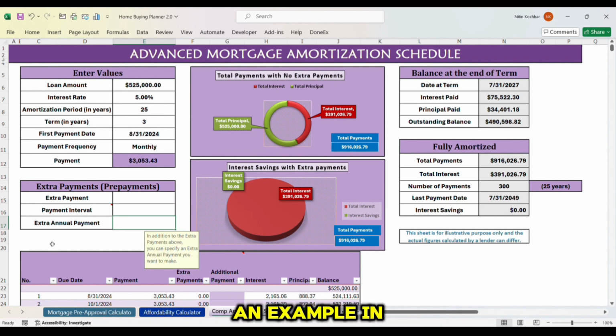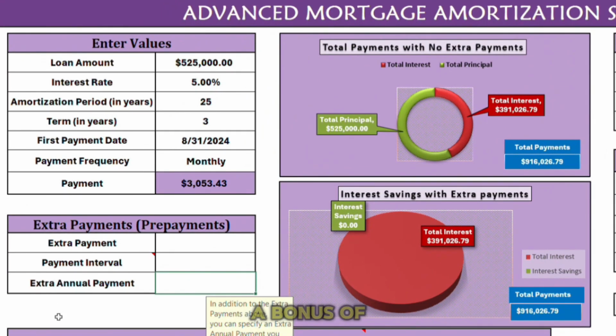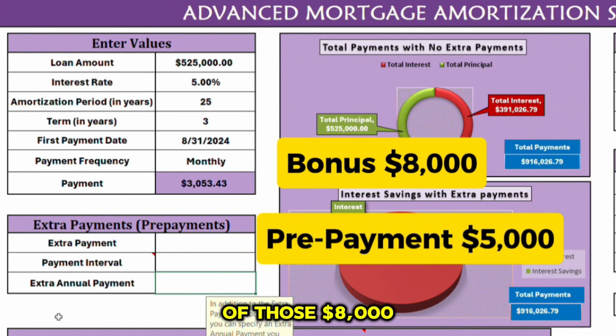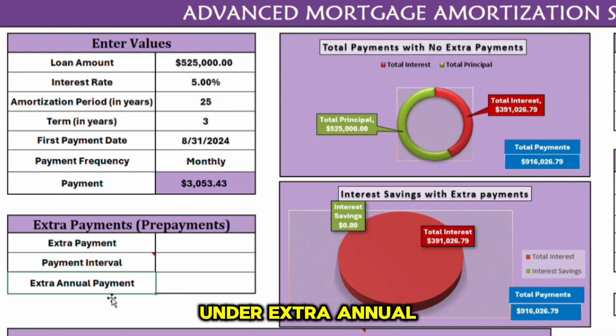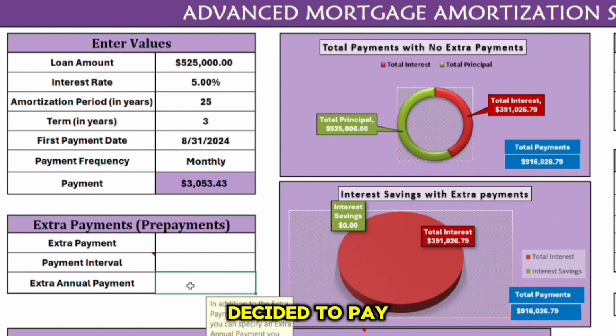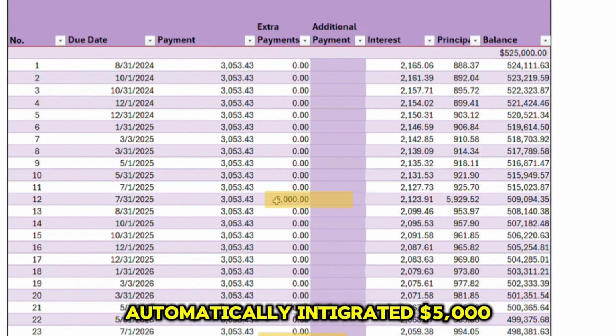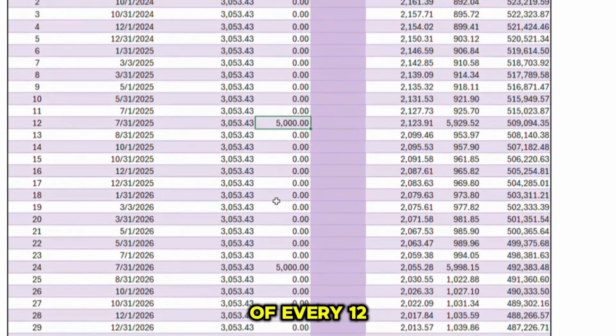So let's take an example in this case that a person receives a bonus of $8,000 each year from his employer. He decides to apply $5,000 out of those $8,000 towards prepaying his mortgage each year. So what I'm going to do is, under extra annual payment, because he has decided to pay each year a fixed amount, that is $5,000, I'm just going to put this amount. As soon as I put this amount, just see here under the extra payments column, this table has automatically integrated $5,000 at the end of every 12th payment.